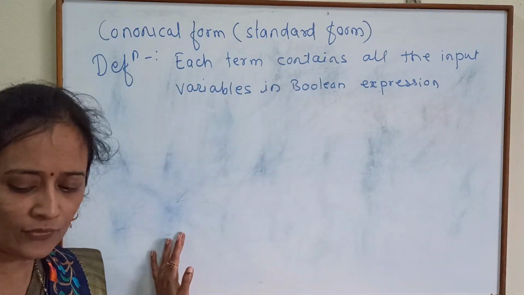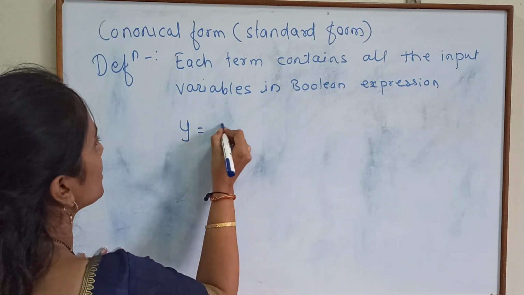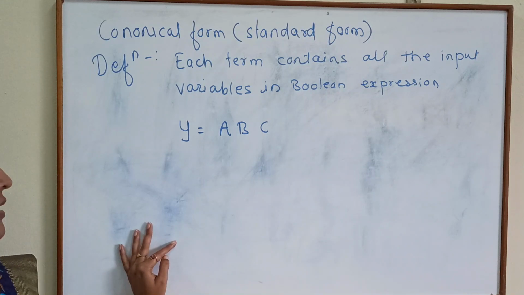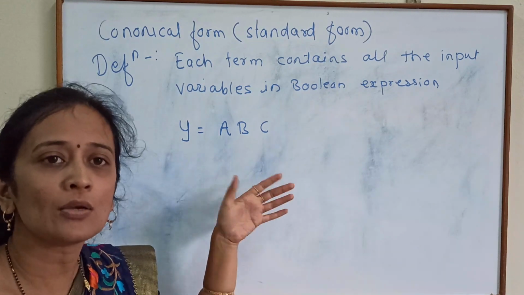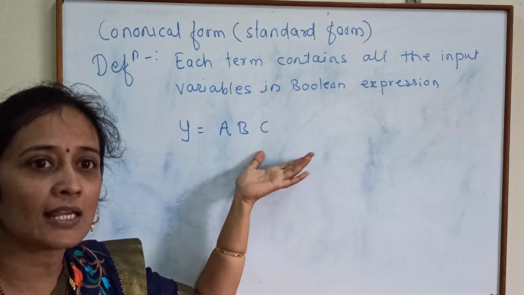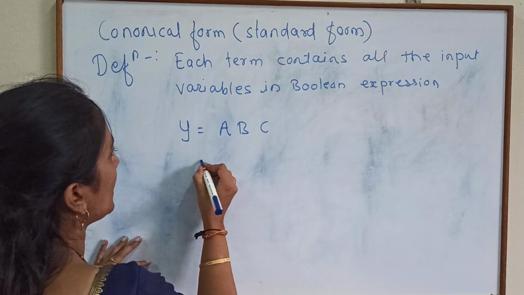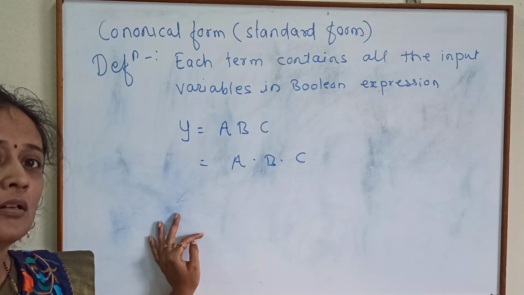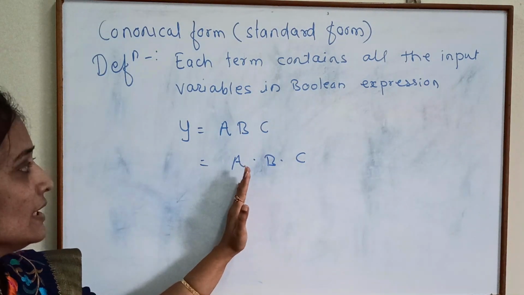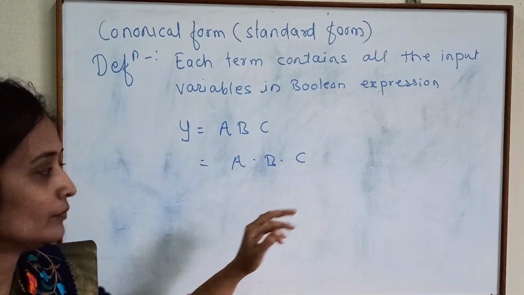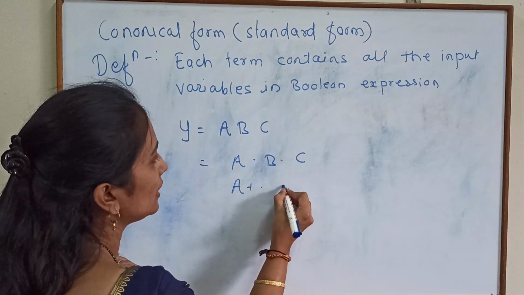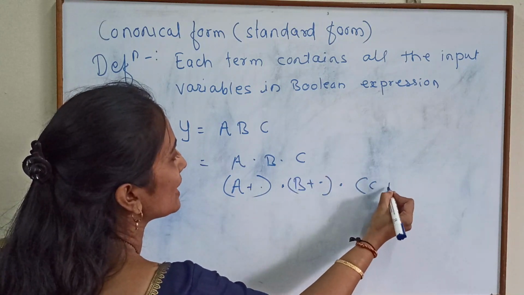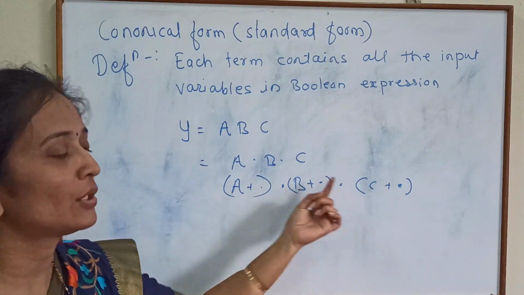For example, if the given expression is y is equal to ABC. Can you tell me whether it is an example of POS or SOP? I can write the same example in both ways. If I write this as A into B into C, what is the type of this expression? Product of sum. A plus nothing into B plus nothing into C plus nothing means product of sum.